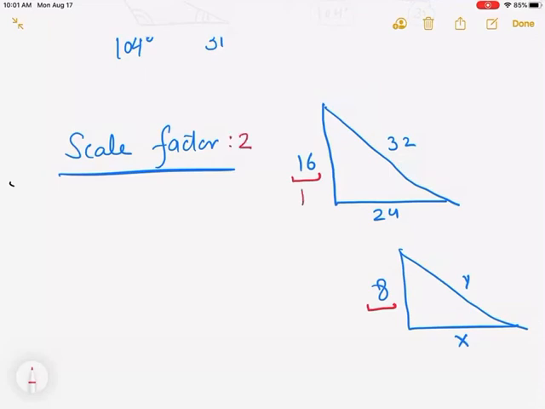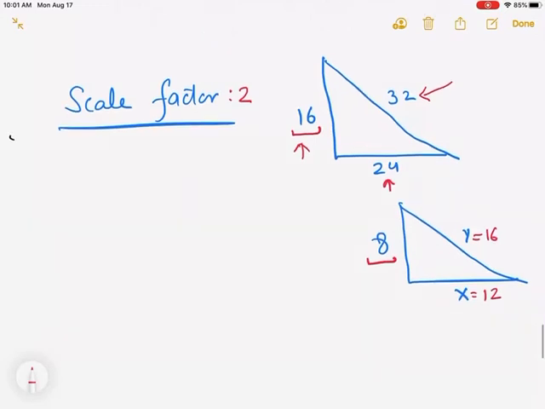So the scale factor is 2. If this is 16, this is 8. If this is 24, the other side would be half of that, which is 12. If this is 32, this is definitely going to be 16 here. So that's one way to do it.